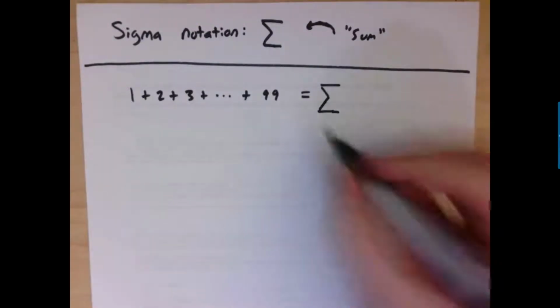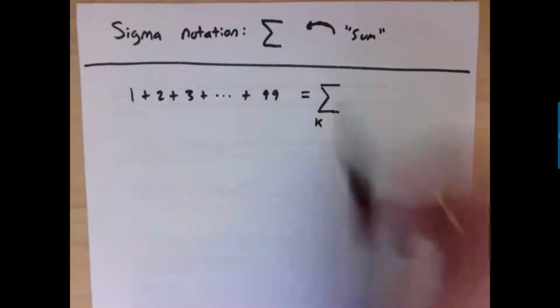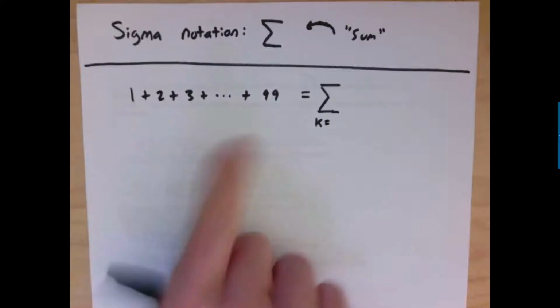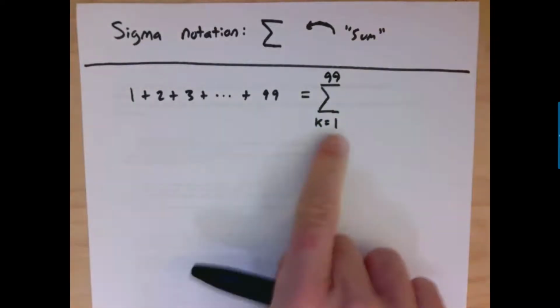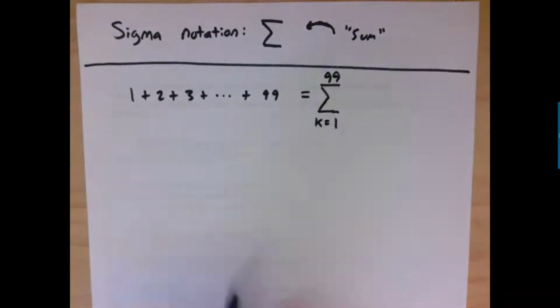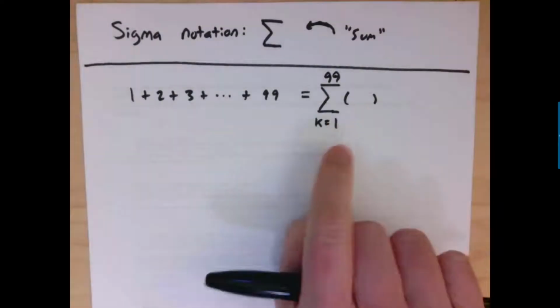And so here's the way that you write them. You have a variable that's called the index, and the index tells you what number you're going to start at and what number you're going to end at. So I'm going to go from 1 to 99. So you say k equals 1, that's the starting value. What you write on top is the ending value. And then you write an expression using k on the inside here.